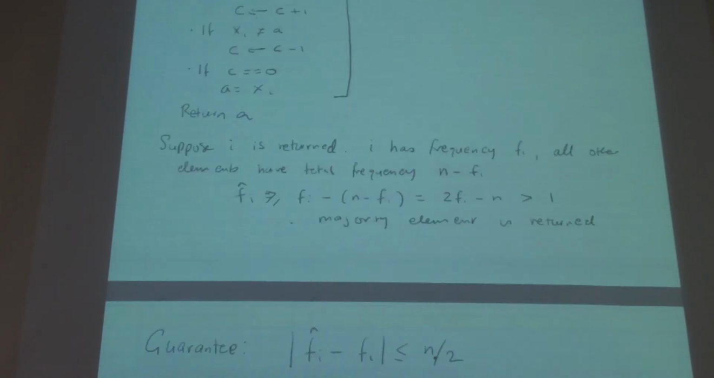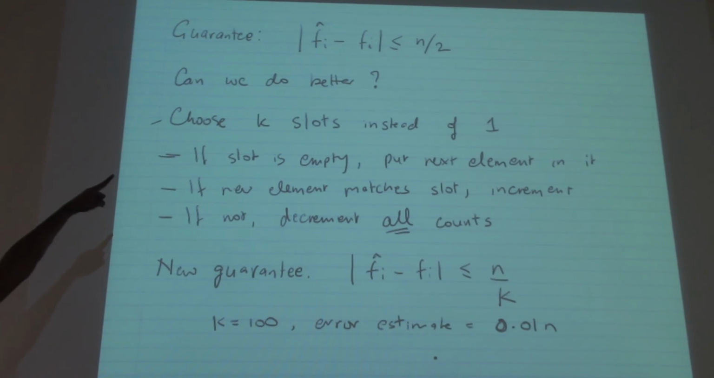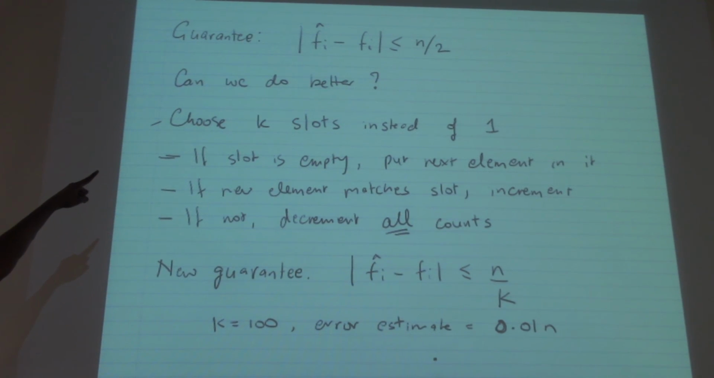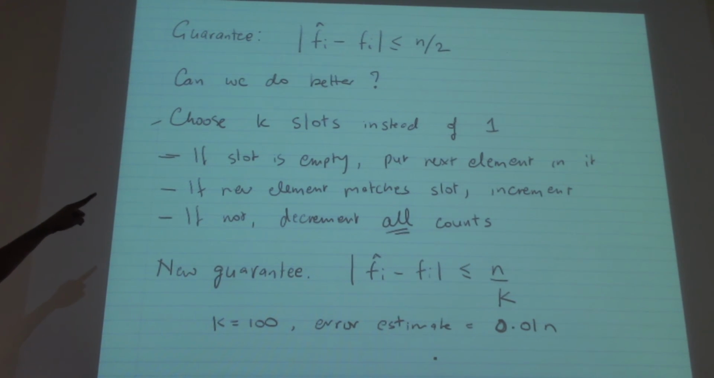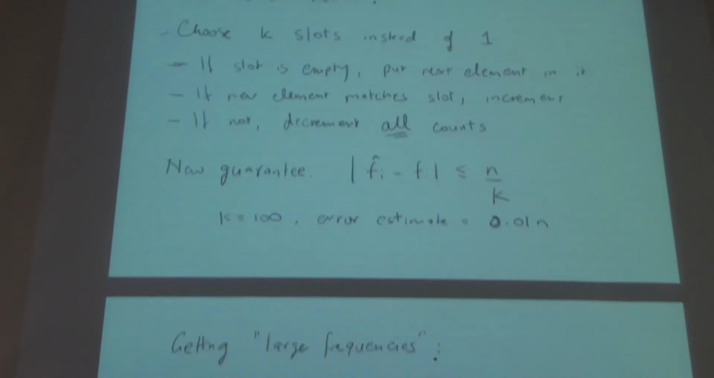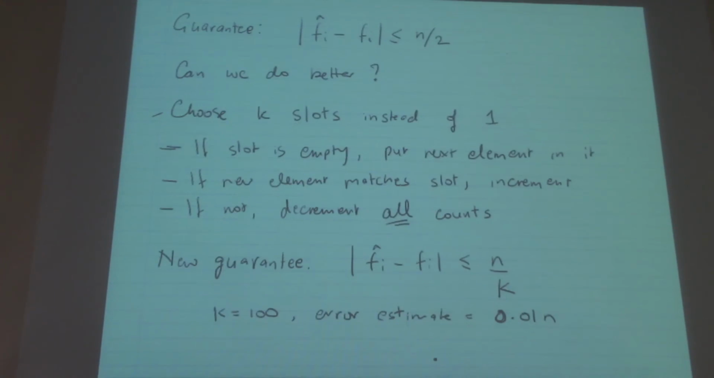And the last thing I want to say before we go is, this is the formal guarantee: that the error of the approximation is at most n over 2. It's a terrible approximation, but it's enough for the majority argument. And next time, we'll talk about doing much better than this. Okay? So sorry I ran over a little bit, but we'll continue.